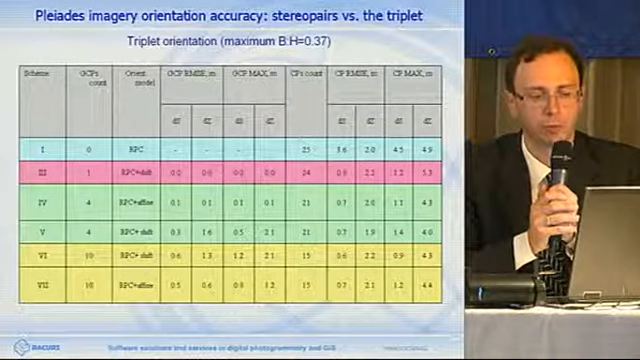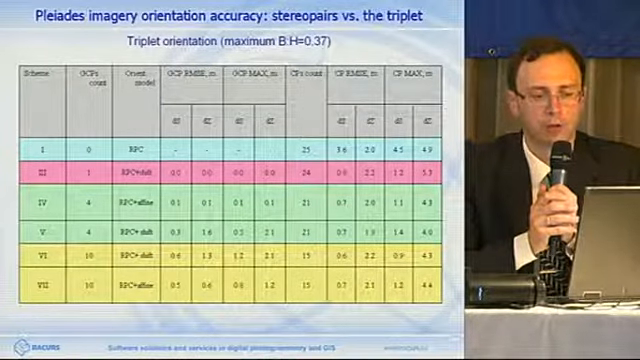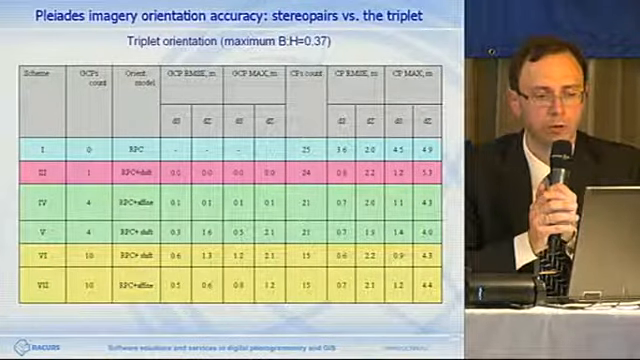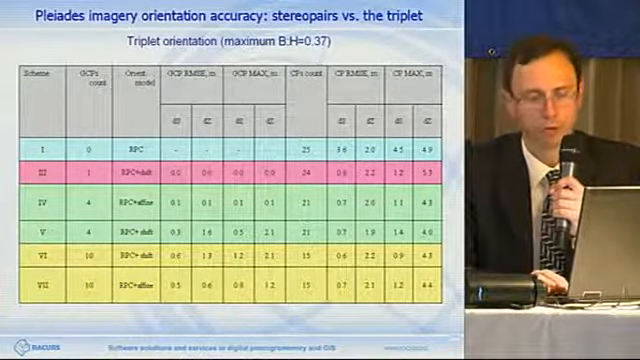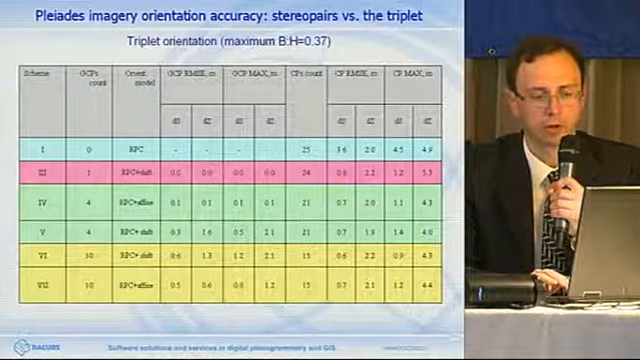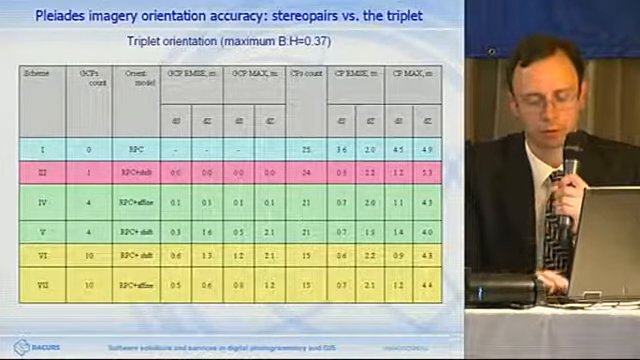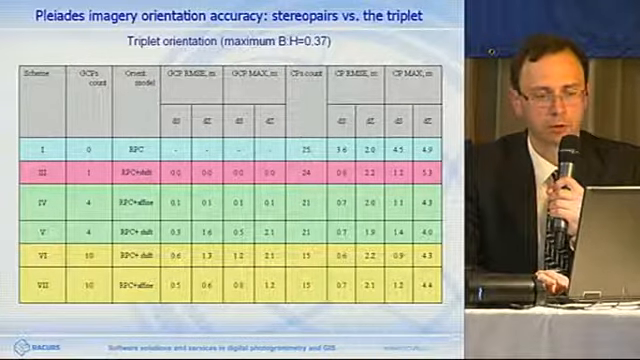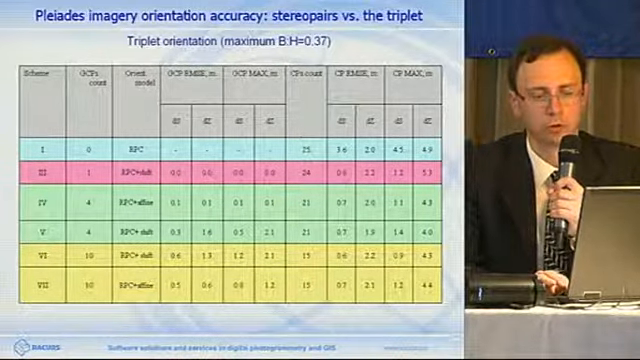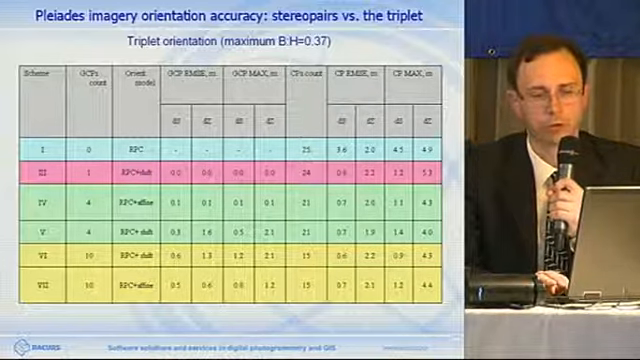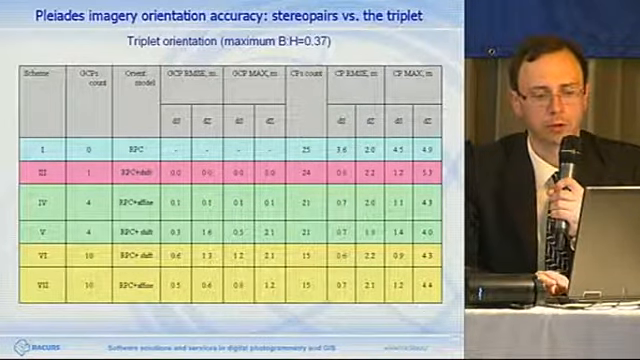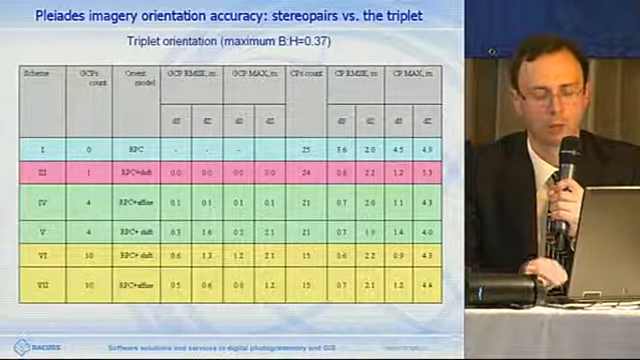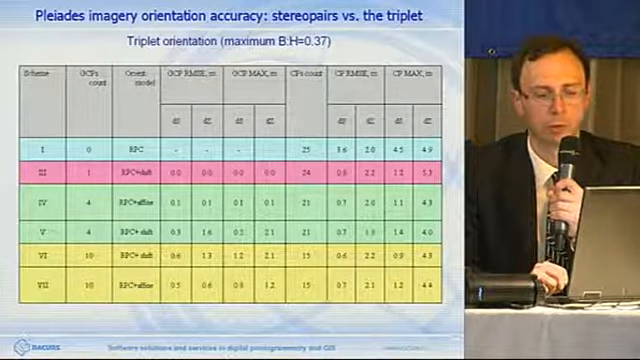Here you can see the comparison of triplets with stereopairs. Here you can see the results for triplets, which we saw already earlier, and their ratio of base to height, the B/H ratio, 0.37. It is already quite a low ratio, because for a stereopair this B/H should be 6 to 8.